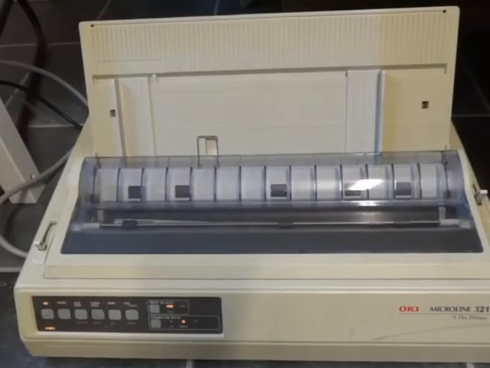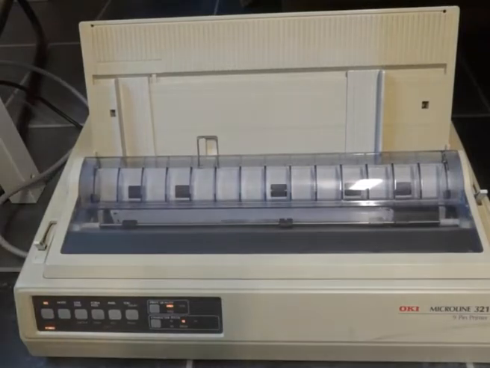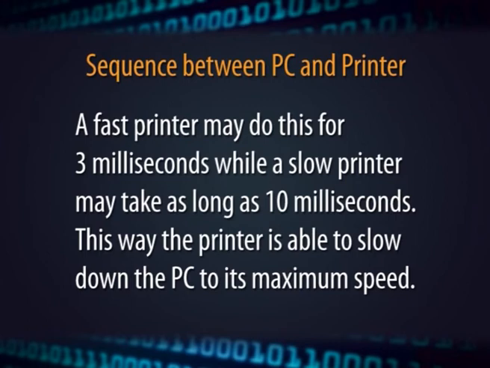Note that for how much time the busy signal is kept on, that is in true condition, depends entirely on the speed of the printer. A fast printer may keep the busy signal true for 3 milliseconds, while a slow printer may take as long as 10 milliseconds. This way, the printer is able to slow down the PC to its maximum speed and both work in a synchronized form without losing a single character.